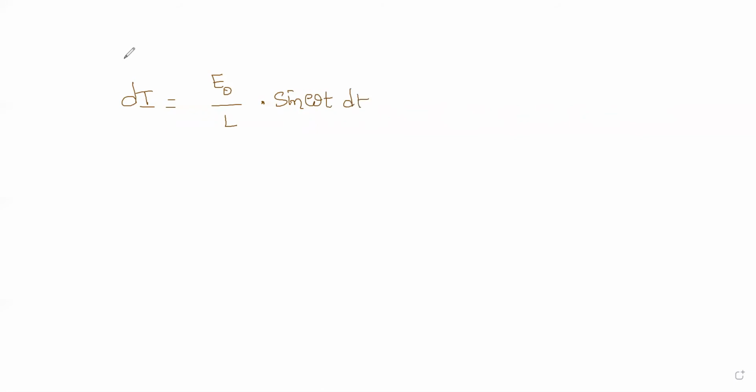Now let's integrate on either side. The current rises from 0 to I, and then we integrate. E naught by L is a constant, so we integrate from 0 to t. When I do the integration, I get negative E naught by omega L cosine of omega t. This is what I get.